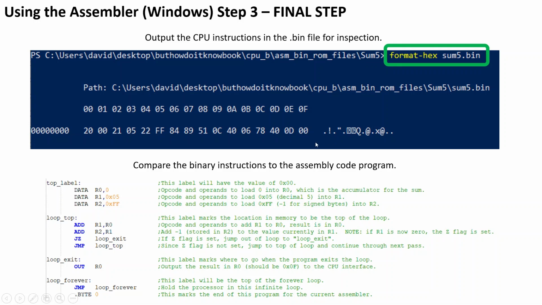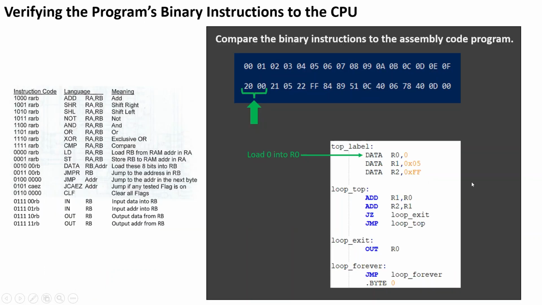There are 16 total instructions. Here's the .byte 0 directive at the end, which marks the end of the program. Now let me walk through the program. So the first two instructions are 20 and 00. If you look, our first instruction in the assembly program was a data operation. We want to load the value of 0 into R0.